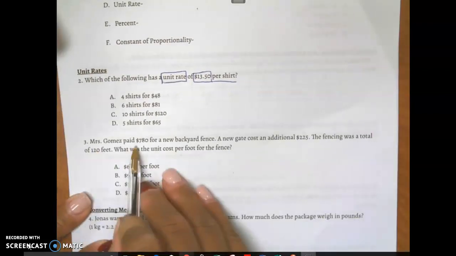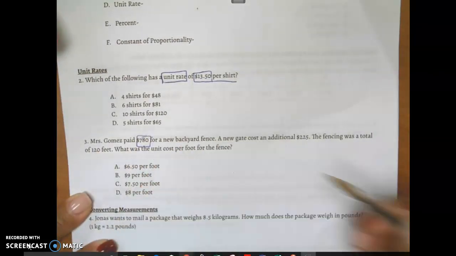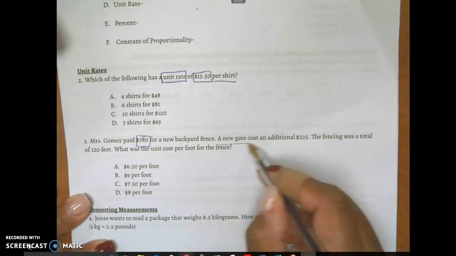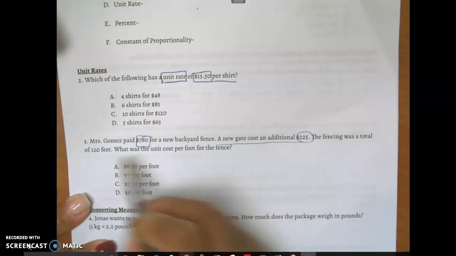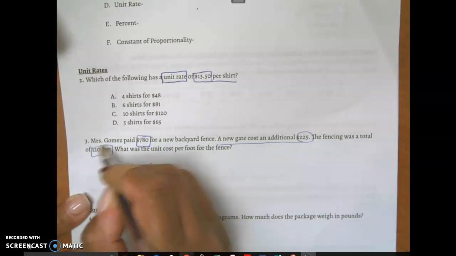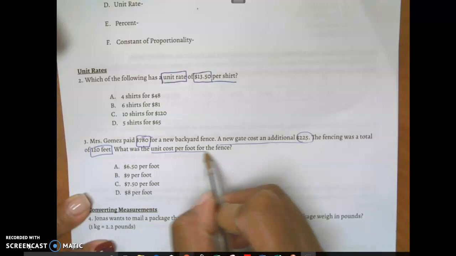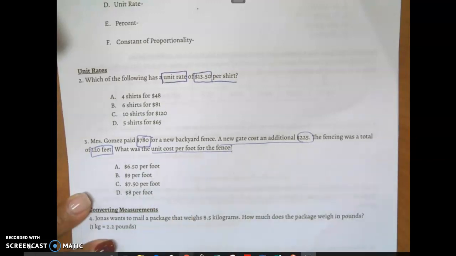It says Mrs. Gomez paid $7.80 for a new backyard fence. A new gate cost an additional $2.25. The fencing was a total of 120 feet. What was the unit cost per foot for the fence? What do I have to find?